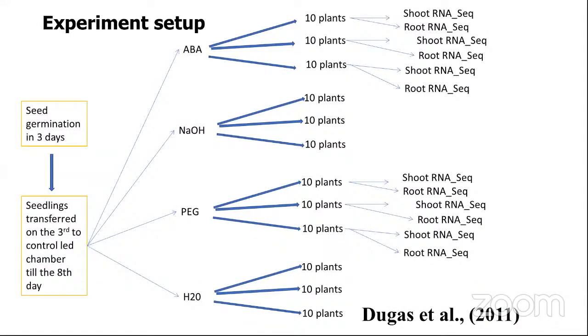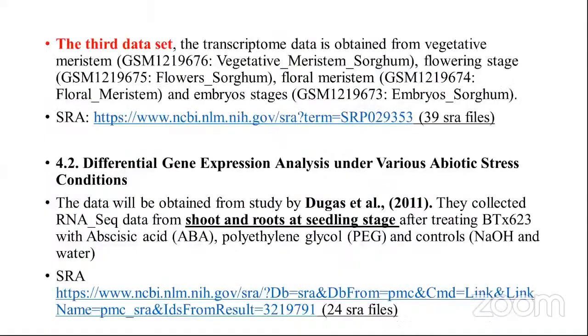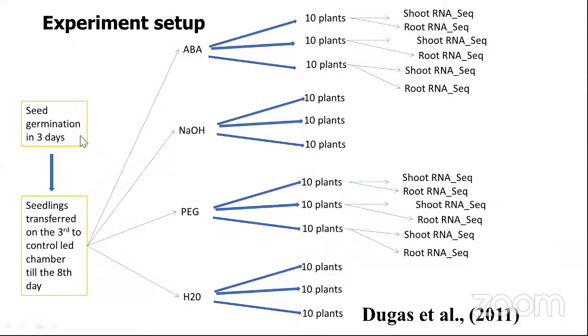With this study, what was done was that seeds of a single genotype, that is BTX623, were planted, and after the third day, once the seeds had germinated, the seedlings were transferred into a control chamber room and kept there till the eighth day. And on the eighth day, the seedlings were put into four different groups.